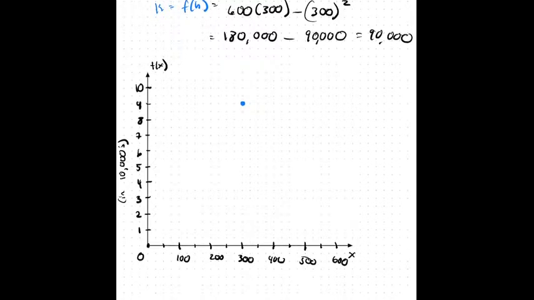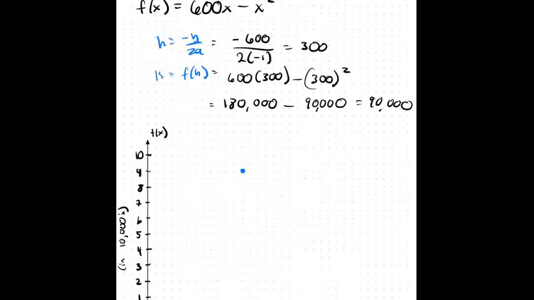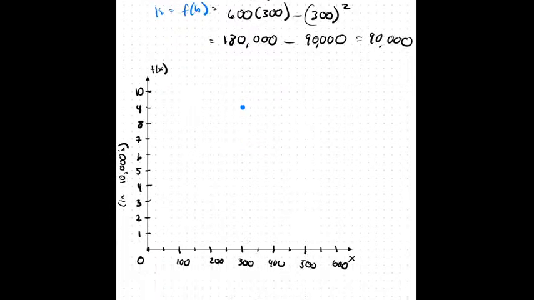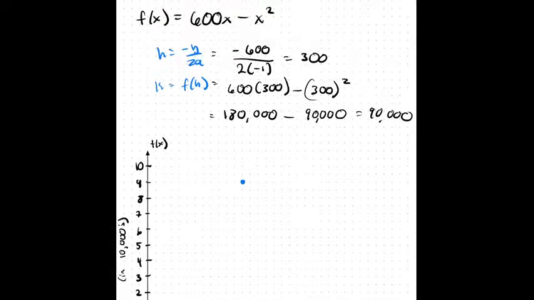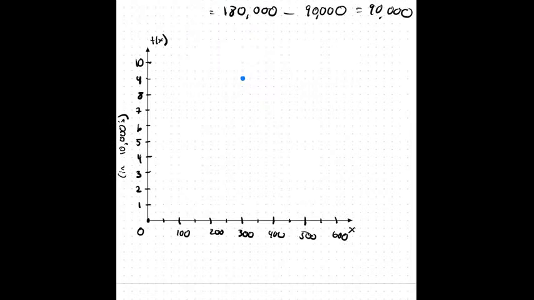Yeah, let's plot points. Let's find the corresponding y for each x. Probably my calculator would be easier, but I'm going to use Siri. Hey Siri, what's 600 times 100 minus 100 times 100? It's 50,000. Okay, this is where the calculator would be a lot faster.